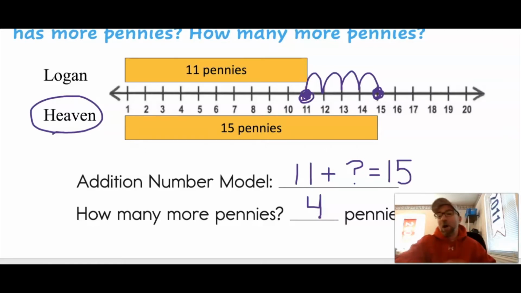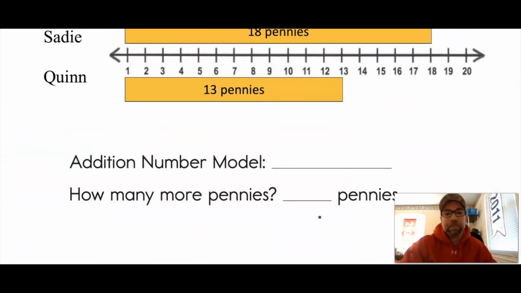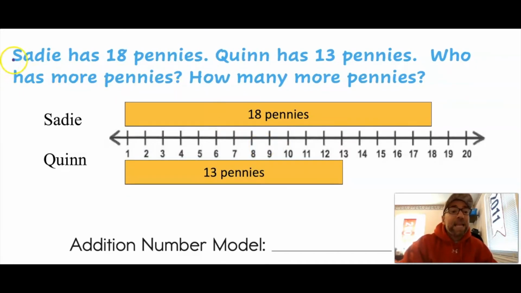Go ahead and clear off your sheet protector. Let's try another one. This one is about Sadie and Quinn. Sadie has 18 pennies. Well, let's put a dot at the number 18. Quinn has 13 pennies. Let's put a dot at the number 13.